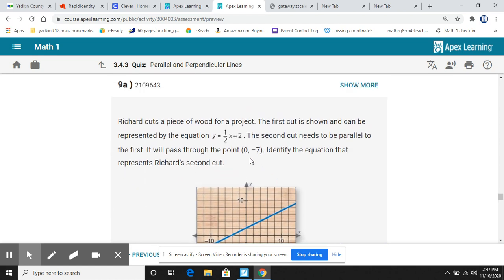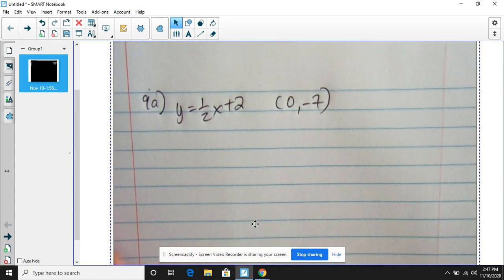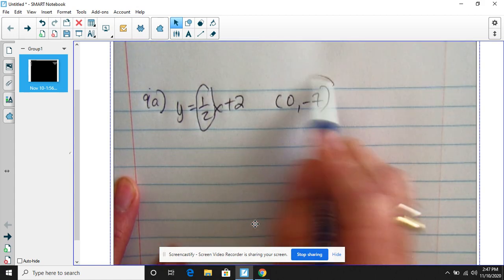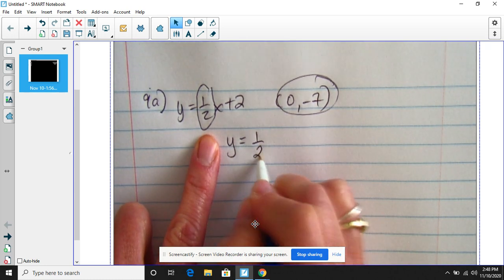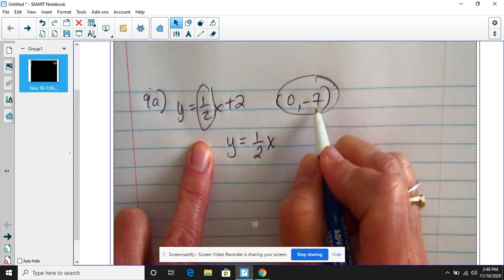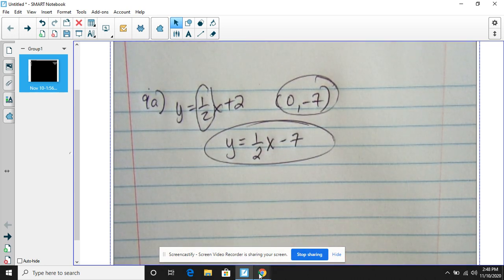The good thing about this is 0, -7 is your y-intercept. So all you need to write down is this, y equals 1/2 x plus 2. The point is 0, -7. Okay, so if it's parallel, we're using the same slope, and this is your y-intercept. So you can go ahead and write your equation. Y is equal to 1/2, the slopes are the same, x, your y-intercept is -7. So that's your equation.